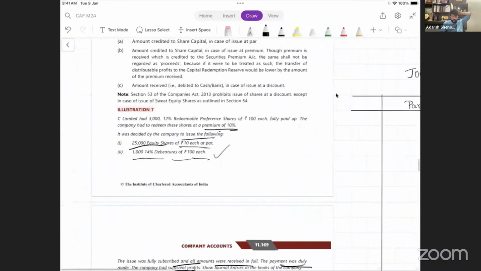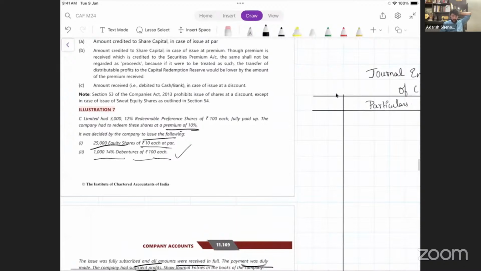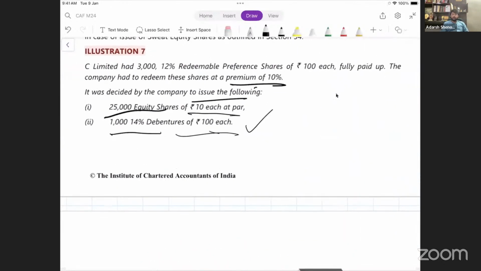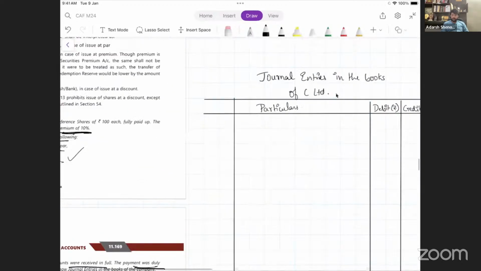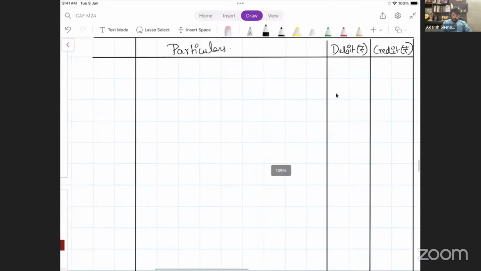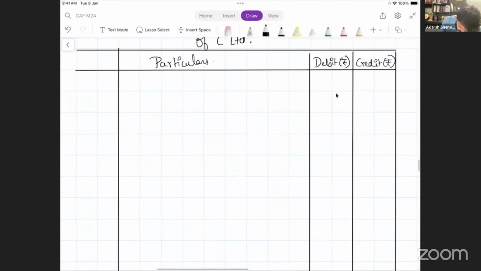Okay, now let's start with the redemption process. First, we will have to announce the redemption. So, redemption is at a premium over here. So, let's write the entry. It is 12% redeemable preference capital account debit.